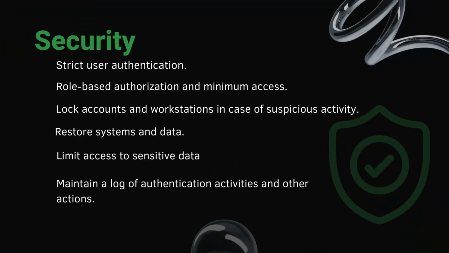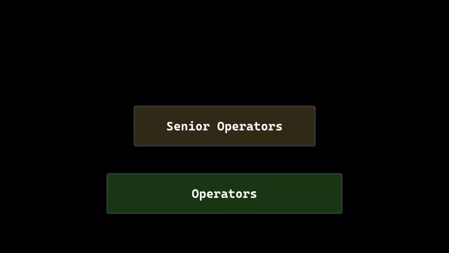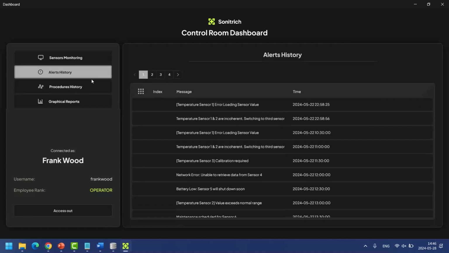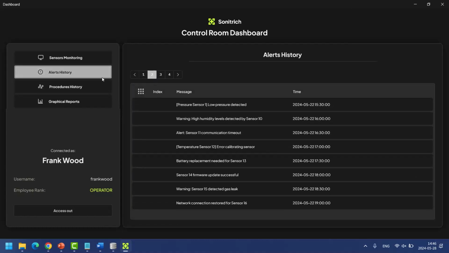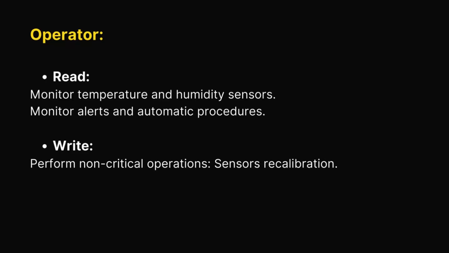Our system implements role-based authentication by defining 3 employee ranks with minimal access for each: operators, senior operators, and supervisors. Operators can monitor temperature and humidity sensors, as well as alerts and automatic procedures. They can also perform non-critical operations like sensor recalibration.